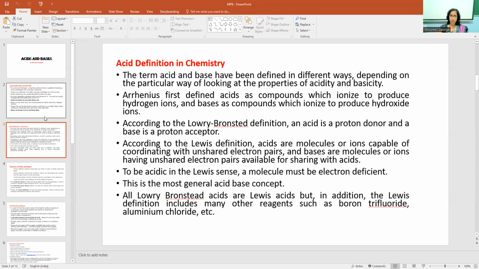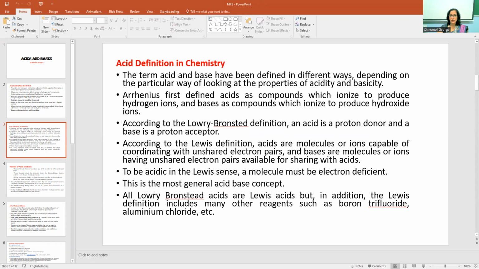So the acid definition in chemistry, as I told earlier, can be defined in different ways depending on the particular way of looking at the properties of acidity and basicity. Arrhenius first defined acids as compounds which ionize to produce hydrogen ions and bases as compounds which ionize to produce hydroxide ions. According to Lowry and Bronsted, an acid is a proton donor and a base is a proton acceptor. And according to Lewis' definition, acids are molecules or ions capable of coordinating with unshared electron pairs, and bases are molecules or ions having unshared electron pairs available for sharing with acids.